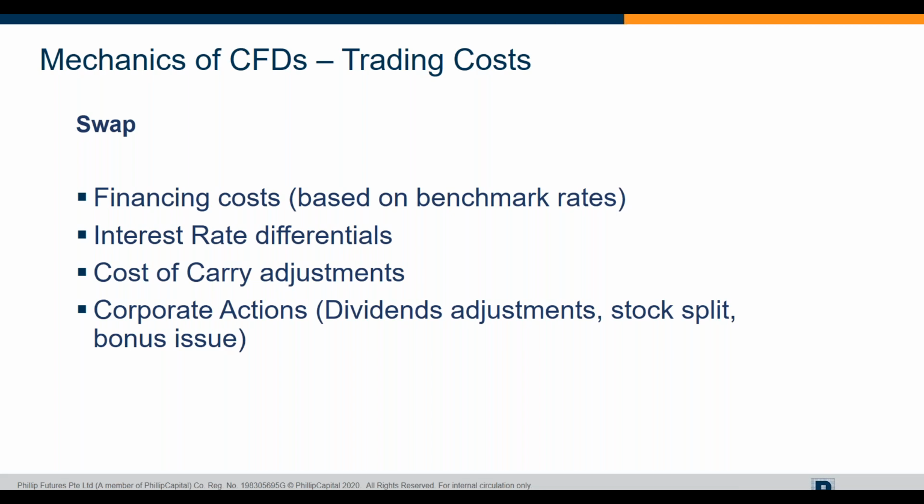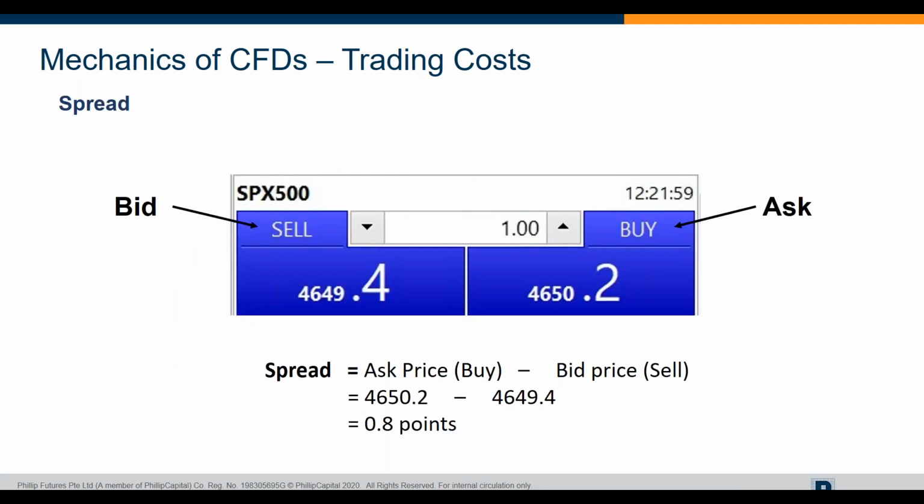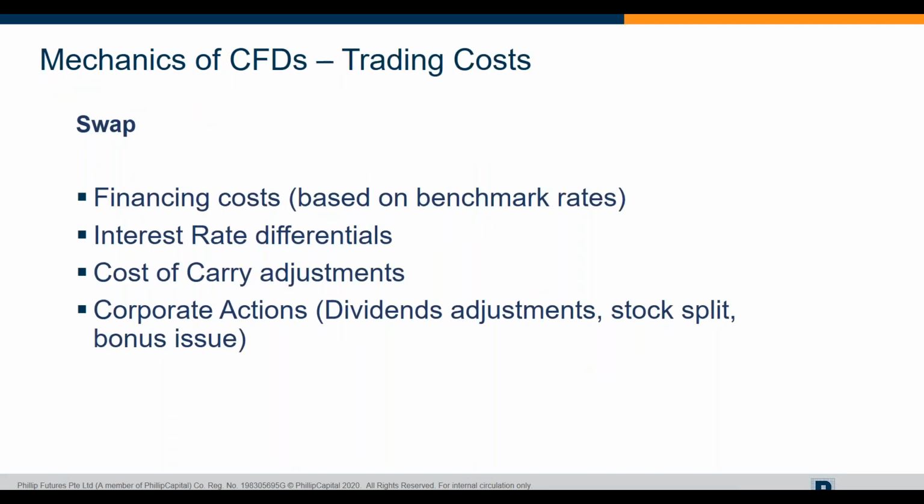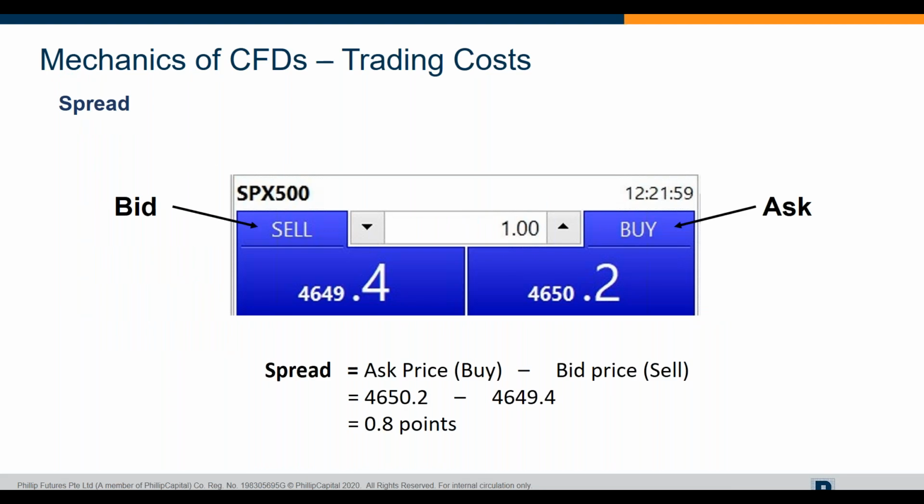All right, so it depends. The swap could be negative, it could be positive. Just looking at the financing cost, it normally tends to be negative, because you normally do incur the borrowing cost. But when you have corporate actions and dividend adjustments, sometimes your swap would be positive. So I think those are the two costs for trading CFDs.